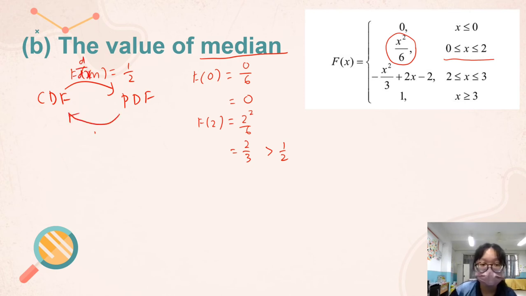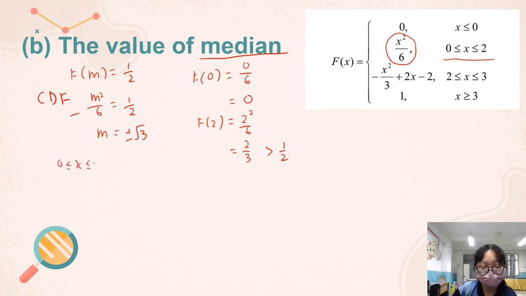So we get m squared over 6 equals 1 over 2. After calculating, we get m equals plus or minus square root 3. Since the median is between 0 and 2, the final m equals the positive value, which is square root 3. This is the final answer.